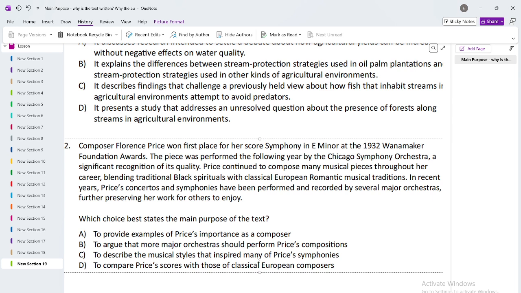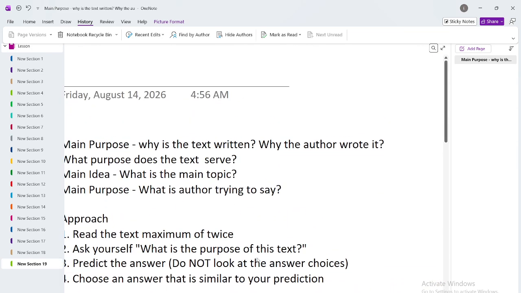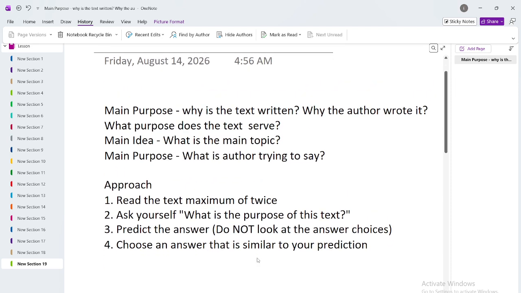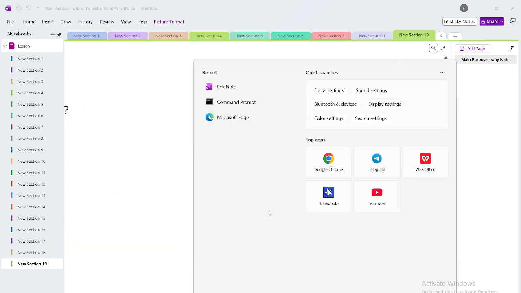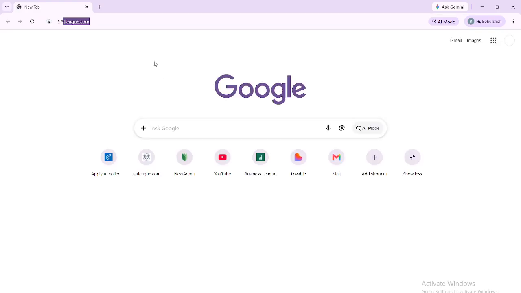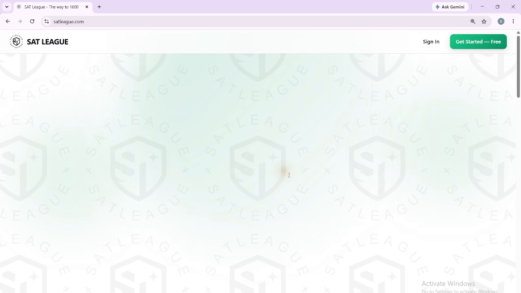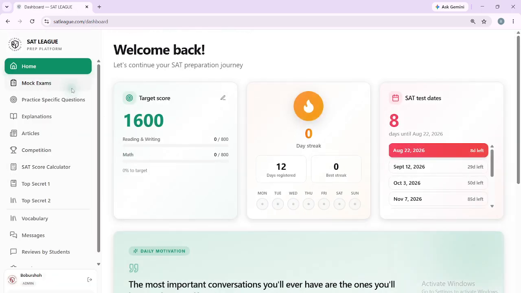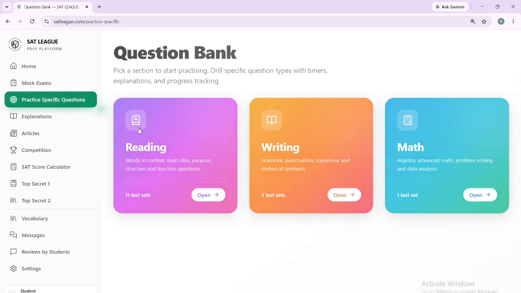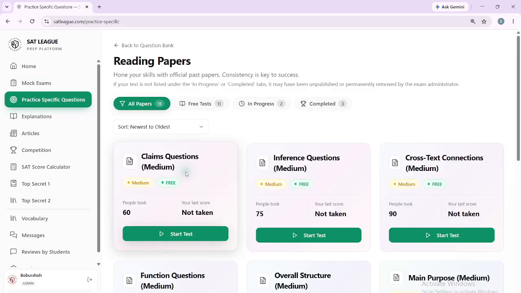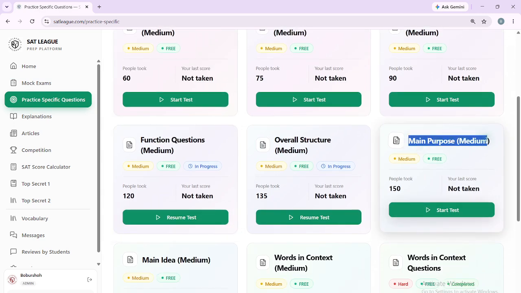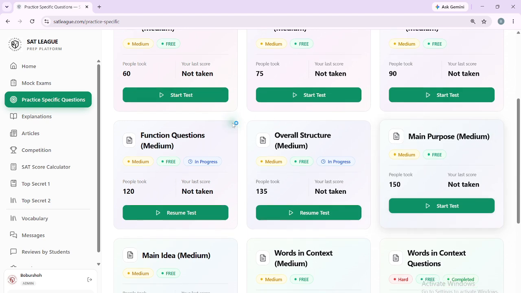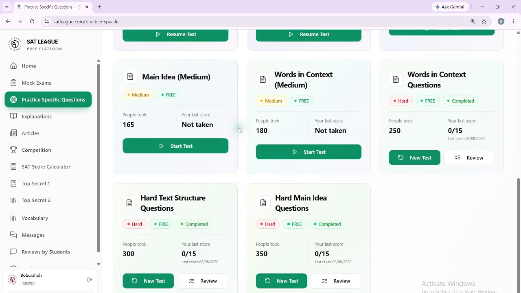All right. So this was the whole thing about main purpose questions. This question type appears a lot, and it appears alongside main idea questions. So what I want you to do right now is to go on to the SAT League website, satleague.com. Sign in and go on to practice specific questions. In there, go on to the reading section. You will see main purpose questions right here. This is a medium level. For now, we have only medium level for main purpose questions. We will add easy and hard levels too.